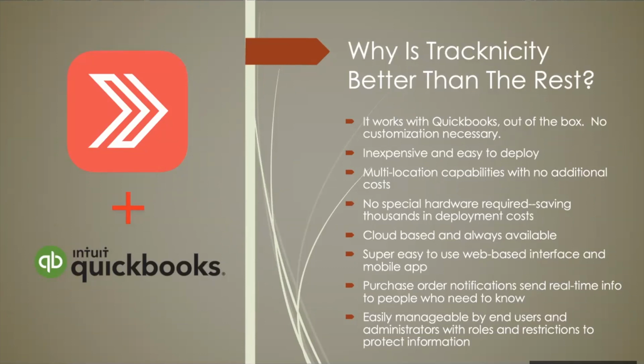It's web-based. The purchase order notifications allow you to send real-time information to people who need to know when that item comes in. So if you're waiting for that item on a job that you just need to complete and wrap up, you're going to get that notification in real time from Tracknicity. And it's very easily manageable by end users and administrators to protect information. So this allows you to give people effectively access to QuickBooks to add parts to it without giving them full-on access to QuickBooks and abilities to see and do things that you wouldn't want them to do.